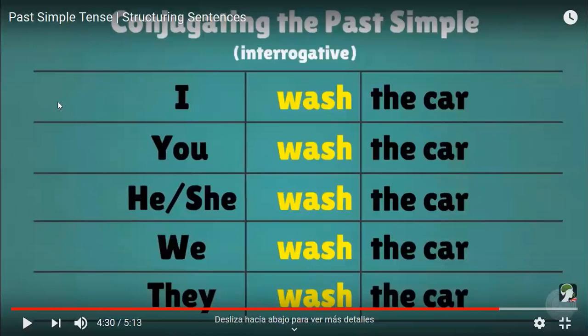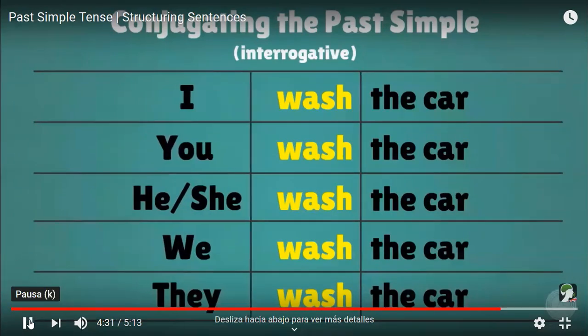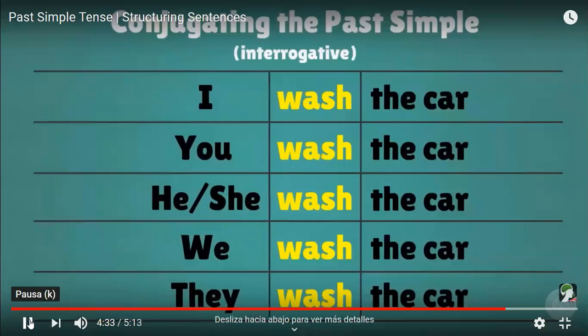The auxiliary verb, did. Did I wash the car? And we add the question mark. Did you wash the car? And we add the question mark. Did he or she wash the car? And we add question mark. Did we wash the car? And we add the question mark. And did they wash the car? And we add the question mark. Yes? As you can see here.